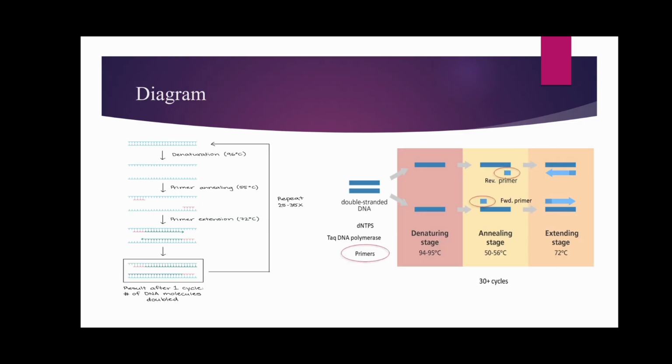In the diagram, in the first step, double-stranded DNA is separated into two single strands at a temperature of 94 to 95 degrees Celsius. In the second step, annealing, the primers are added, which helps the new synthesis of DNA. In the third step, extension, the temperature is raised to 72 degrees Celsius, and the new strand is formed.